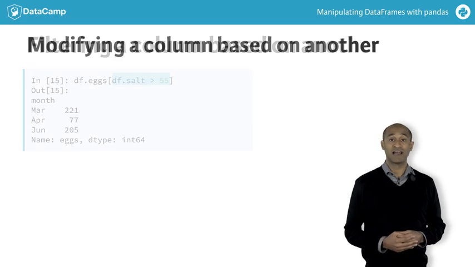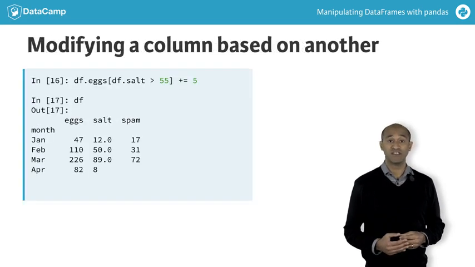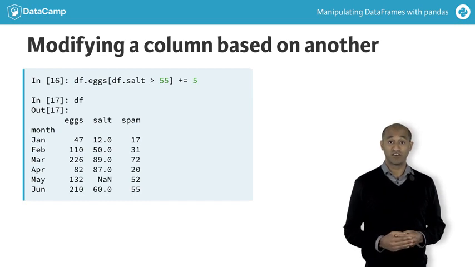This filtering allows us to calculate one column based on another, in whole or in part. Based on a filter on one column, we can modify the value in another column. For example, perhaps with every large salt sale, a few eggs are thrown in for free.